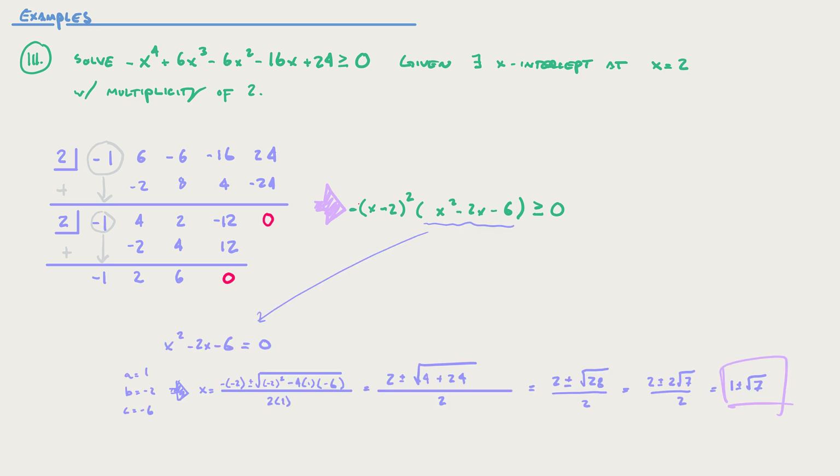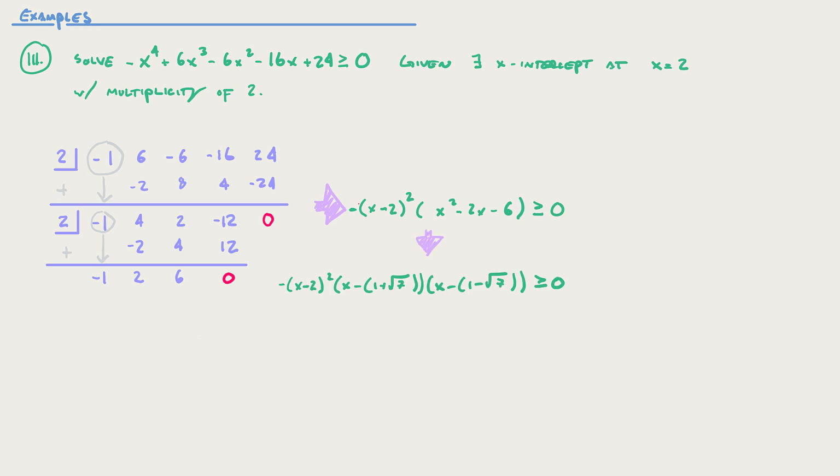Feel free to pause it. This video is not about the quadratic formula. I'm kind of assuming you guys know how to do that. But I end up getting 1 plus or minus the square root of 7 as the other 2 zeros, which means the other 2 factors are then x minus 1 plus square root 7 and x minus 1 minus square root 7.